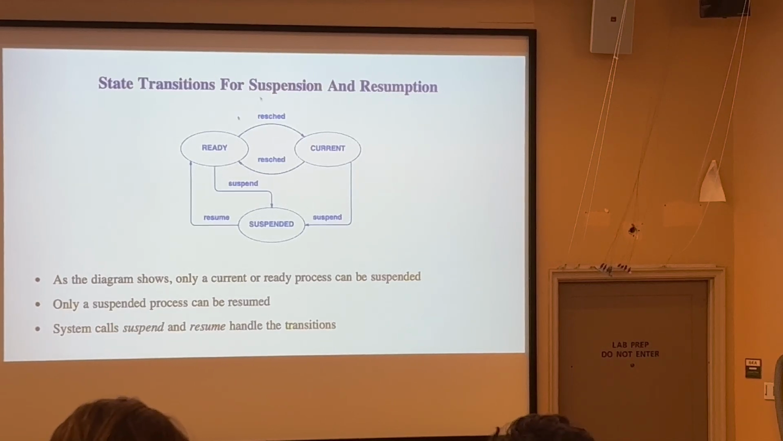Okay, so this is a diagram showing the stages or life stages of a process. You can have a process in a suspended state, and if you resume it, it will become ready. It will be added to the ready list, right? And for a process that's ready or current, if you call suspend, it will be put into suspended state.